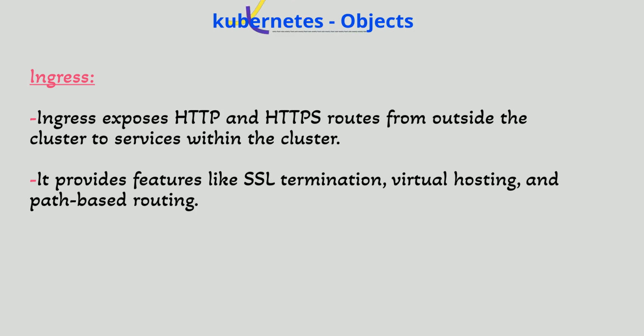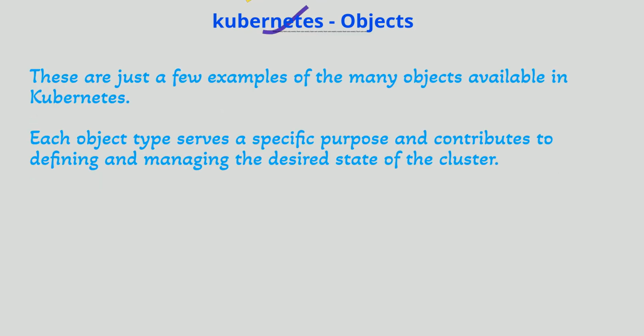Ingress. Ingress exposes HTTP and HTTPS routes from outside the cluster to services within the cluster. It provides features like SSL termination, virtual hosting, and path-based routing.